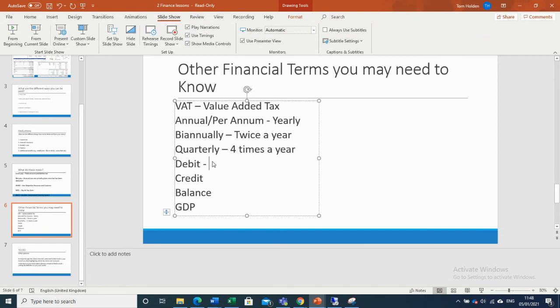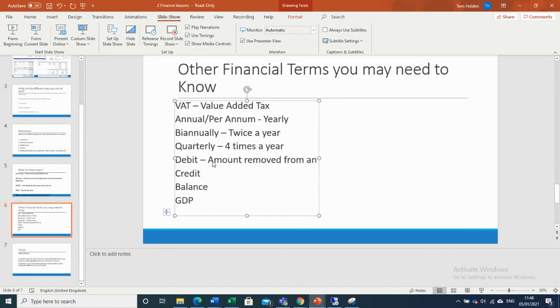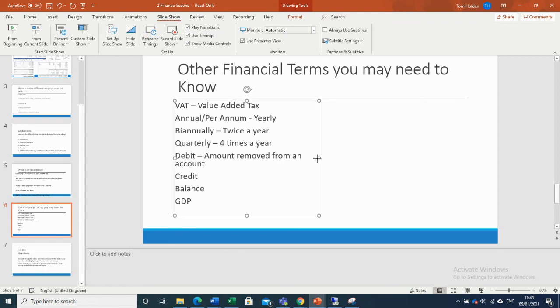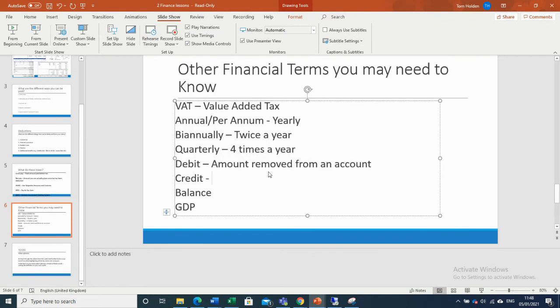Debit, okay, so that is an amount removed from your account. And credit is an amount added to your account. Okay, so debit is when you're paying for something. A credit is when you're being paid for something.